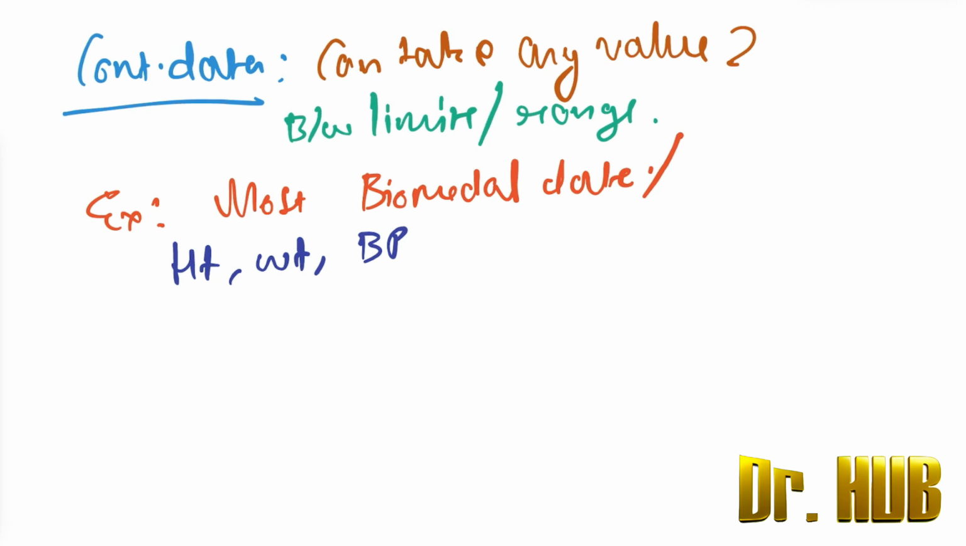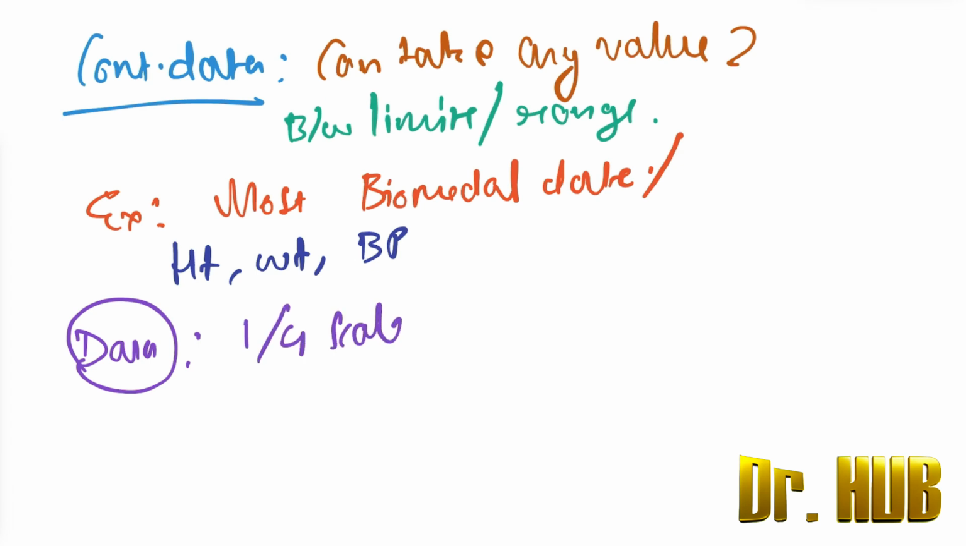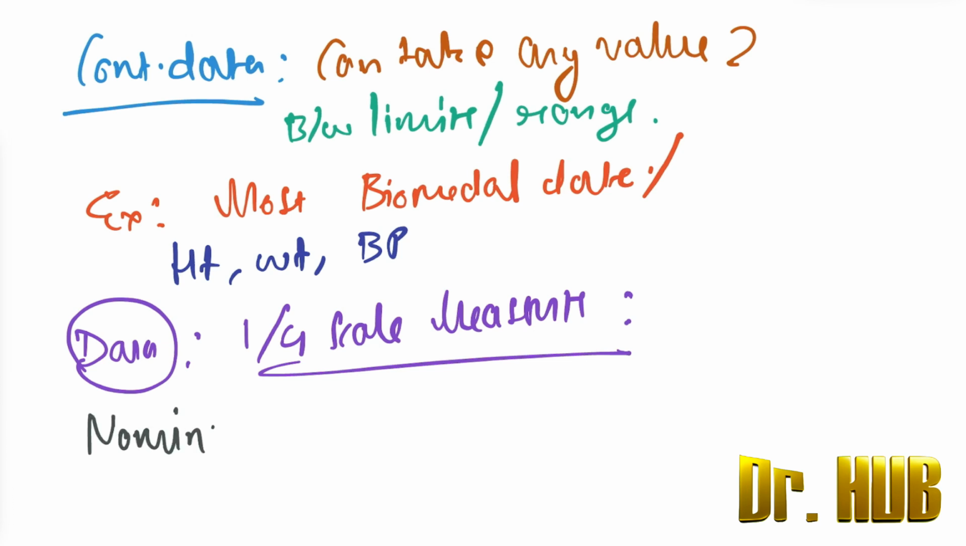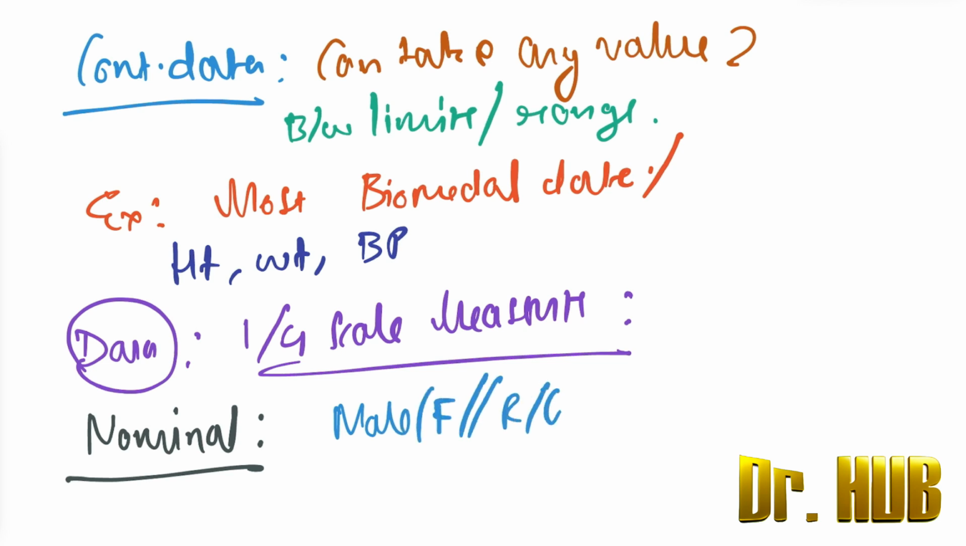Next, let's look at the data. Data always forms one of four scale measurements. First, let's look at the nominal scale. Examples of nominal scale data are male or female, red or green, suburban or rural.